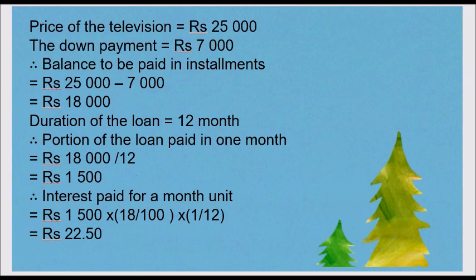Look at the next step. Interest paid for a month unit. So 1,500 multiplied by the rate of the interest for a year and multiplied by 1/12. You can see that fraction also in there. We have discussed in previous example. 1/12 you must have to join to that calculation because the rate of the interest given annually.